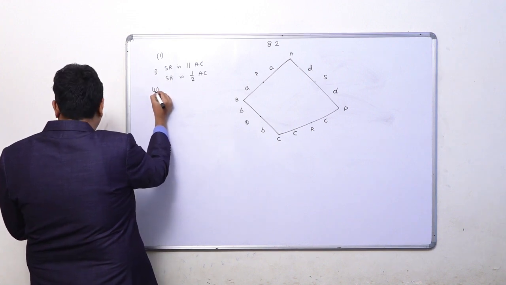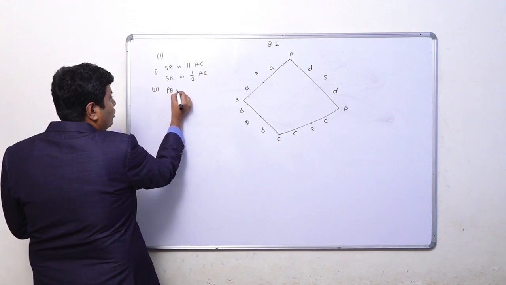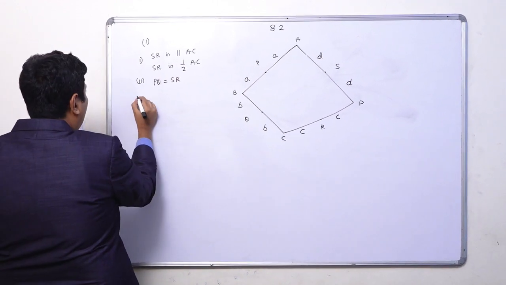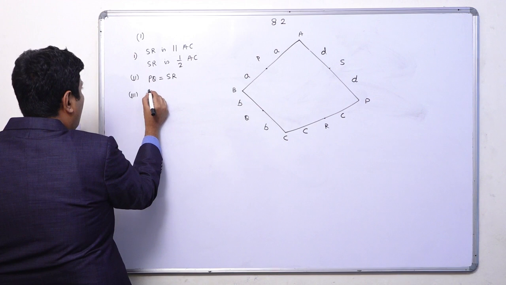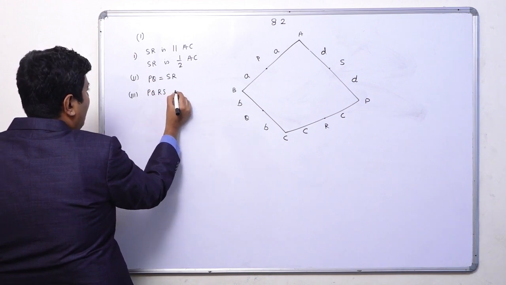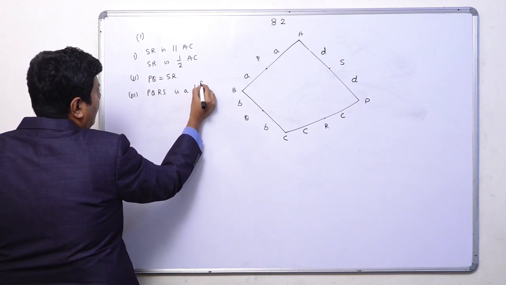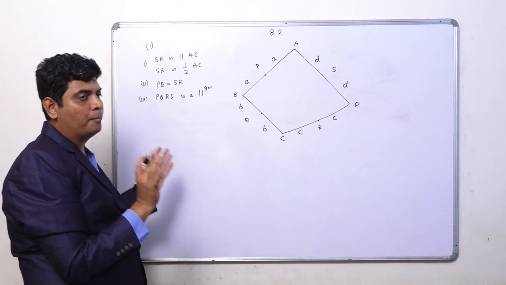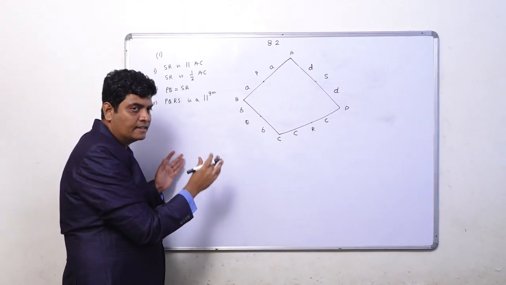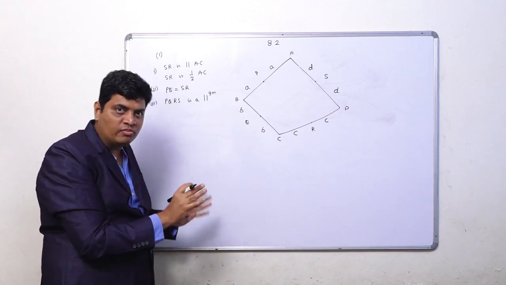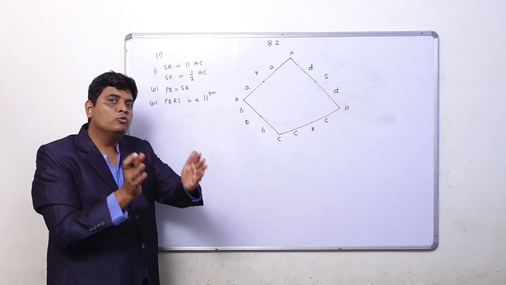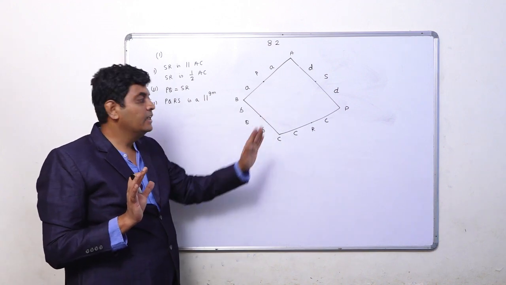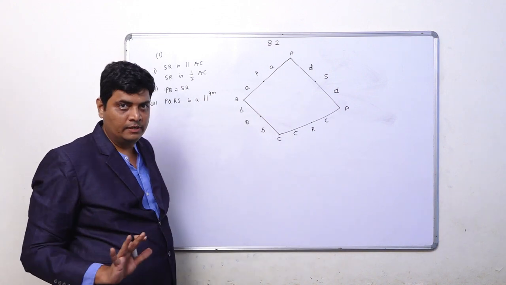Second, you have to prove that PQ is equal to SR. And third, you have to prove that PQRS is a parallelogram. Now please, all of you, understand this sum properly, because in this exercise at least three or four sums, if I divide those sums into four parts, their first part will be this part. So this sum will be there in all the sums basically.